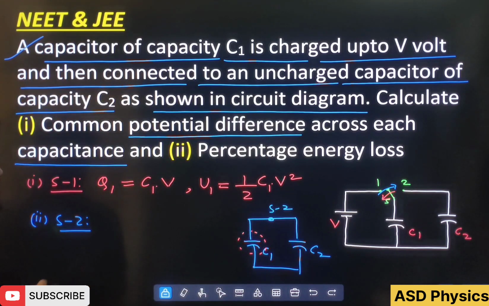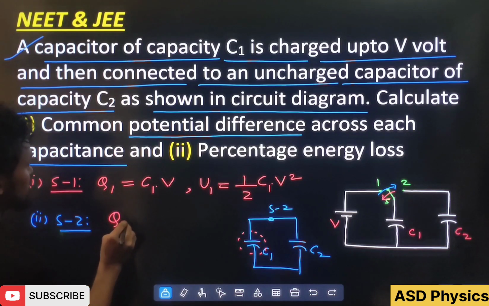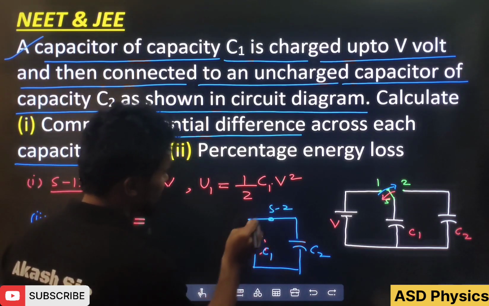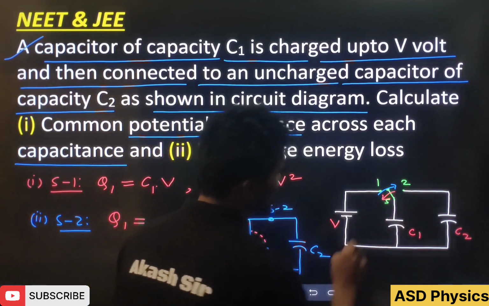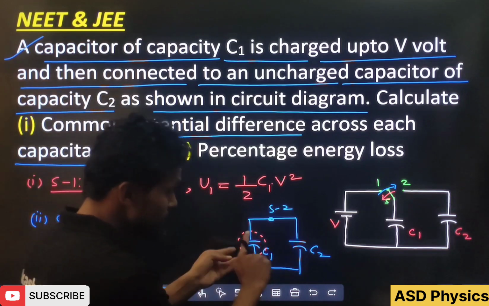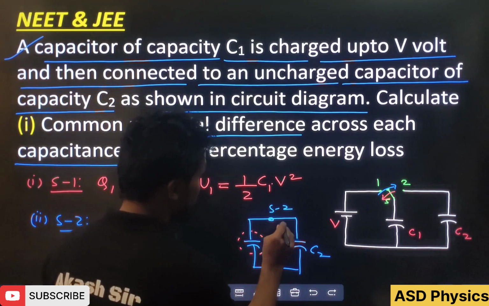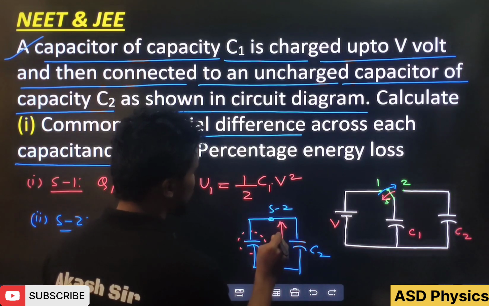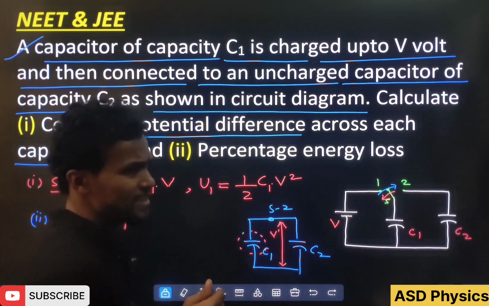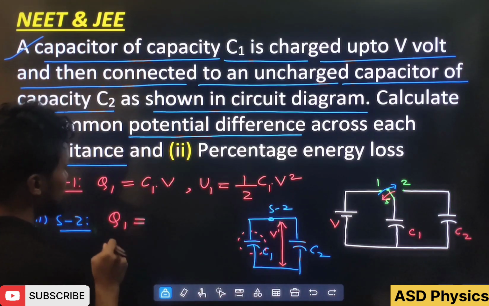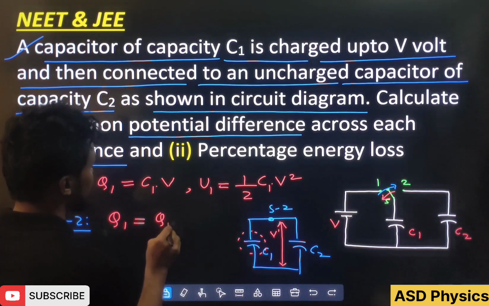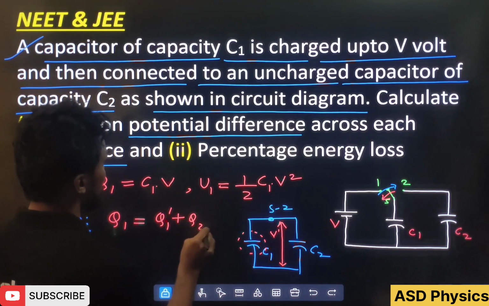So what we can tell here, students, this initial charge Q1 was there, and that is going to distribute between these capacitors, till the potential of both of them becomes equal. Till that only the charge transfer will take place. So this Q1 is equal to Q1 dash plus Q2 dash.